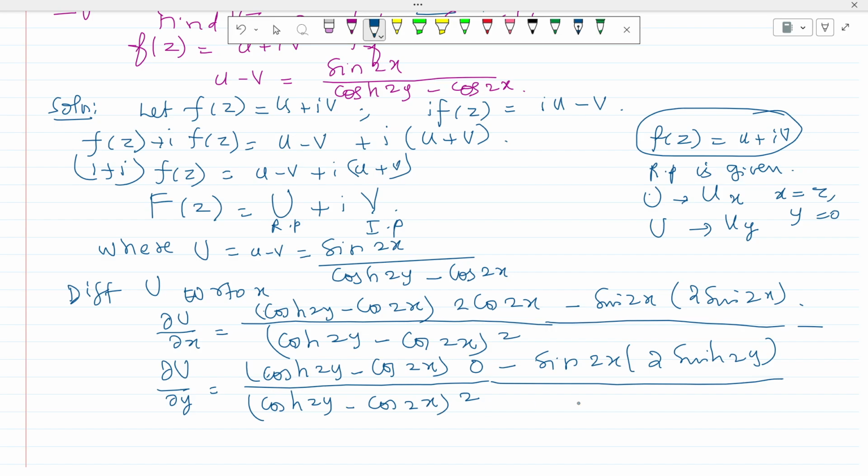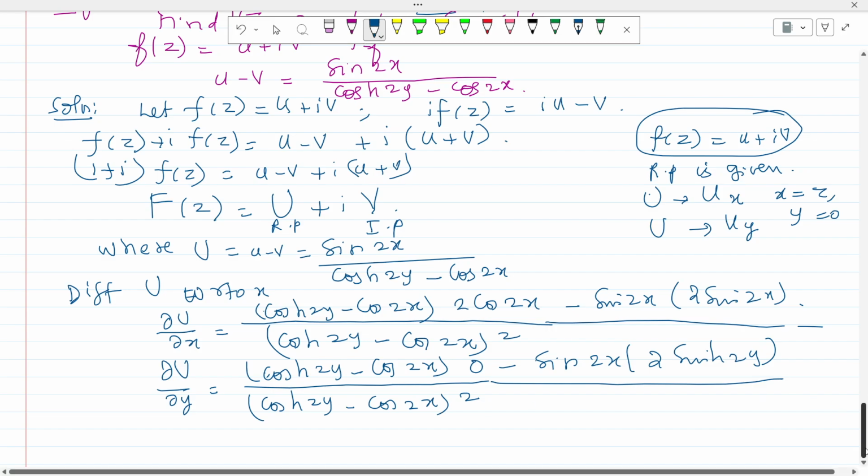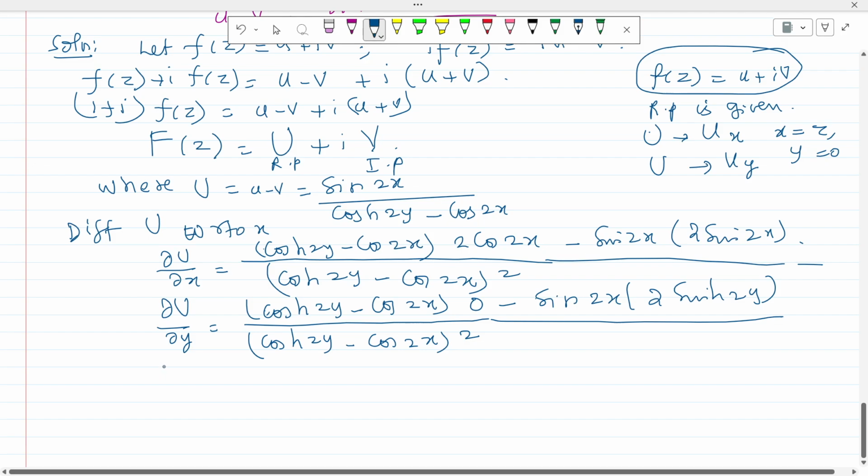So therefore, what is Ux of z comma 0? ∂U/∂x at the value z comma 0. That means substituting x equal to z, y equal to 0.